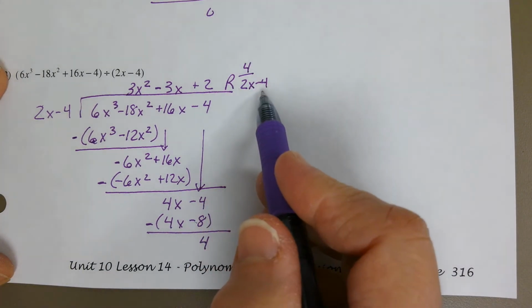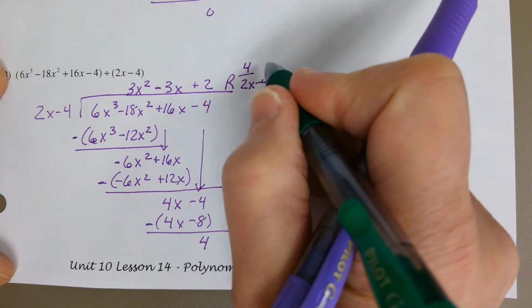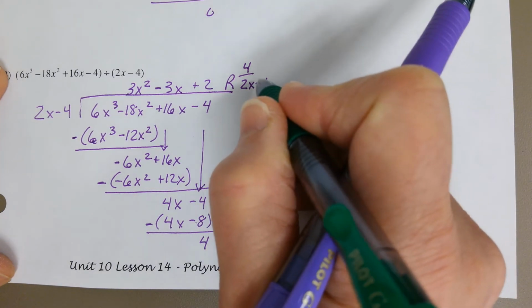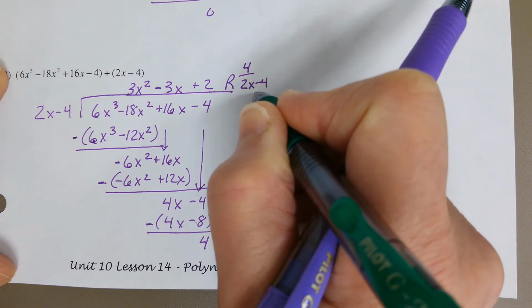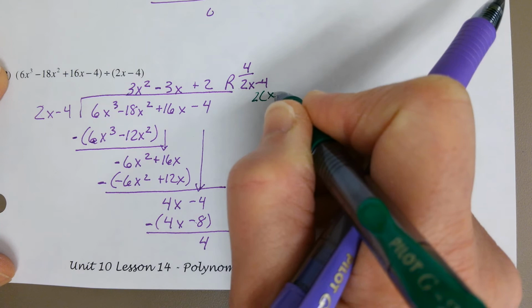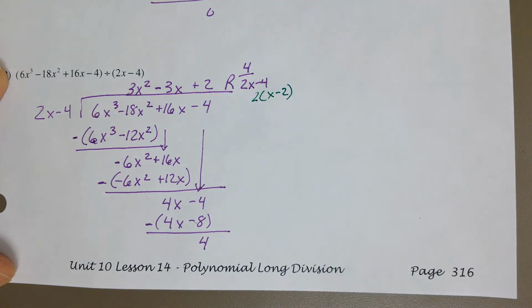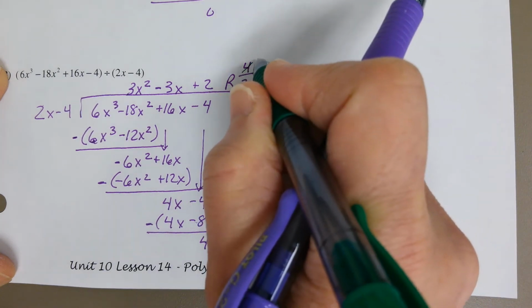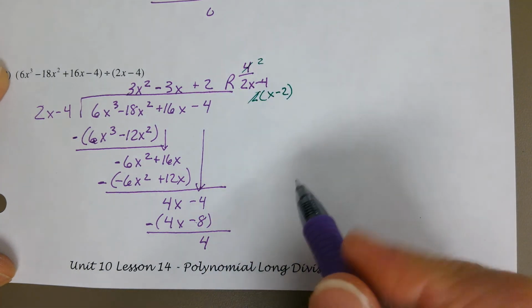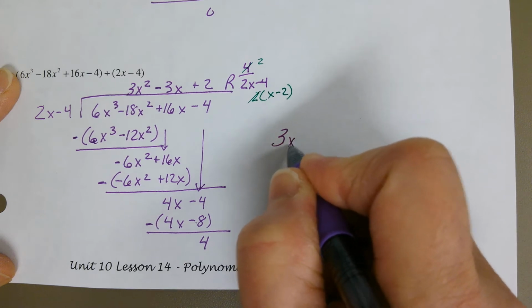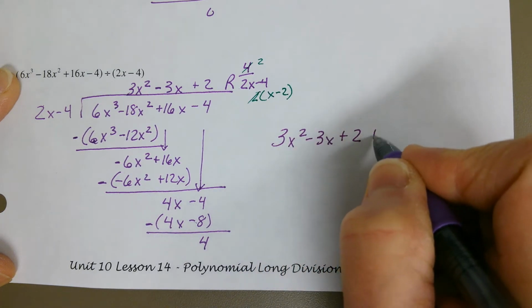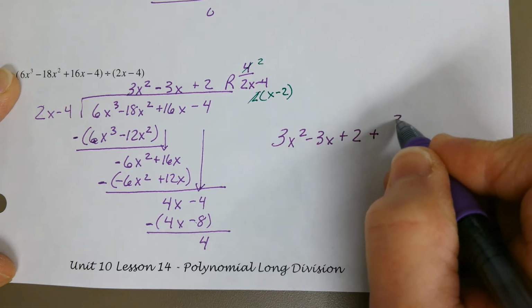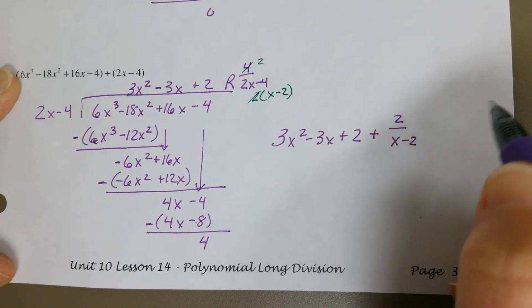Now, this remainder can reduce, right? So let's see. The denominator, the 2x minus 4, is equivalent to 2 times x minus 2. And then the 4 and 2 would reduce. 2 goes into 4 twice. Our answer is simplified: 3x squared minus 3x plus 2 plus the remainder of 2 over x minus 2.